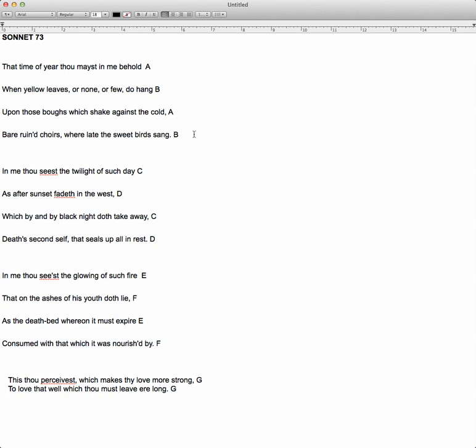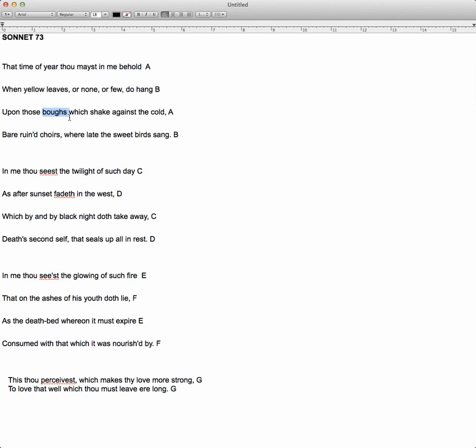So I'm going to stop there and just explore this a little bit. You notice he's using lots of imagery. We've got some sounds here. We've got sweet birds singing. We've got some feeling. We're talking about cold. And we've got descriptive pictures and images. We've got yellow leaves. We were talking about bare boughs in a tree. That is using a lot of imagery.